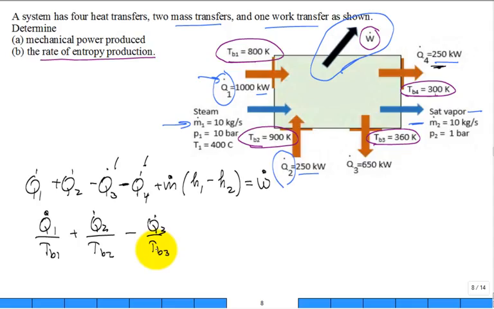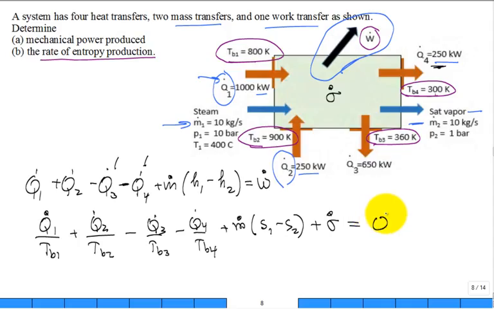Minus Q dot 4 divided by TB4. So those are accounting for the 4 entropy transfers with the heat. We're also bringing in the mass flow rate times the entropy 1, that's an in, minus entropy 2, that's an out. So everything has been the positive ins. You can also put sigma dot as a positive in because it's being produced within the system, within the control volume. And that has to equal 0 at steady state.